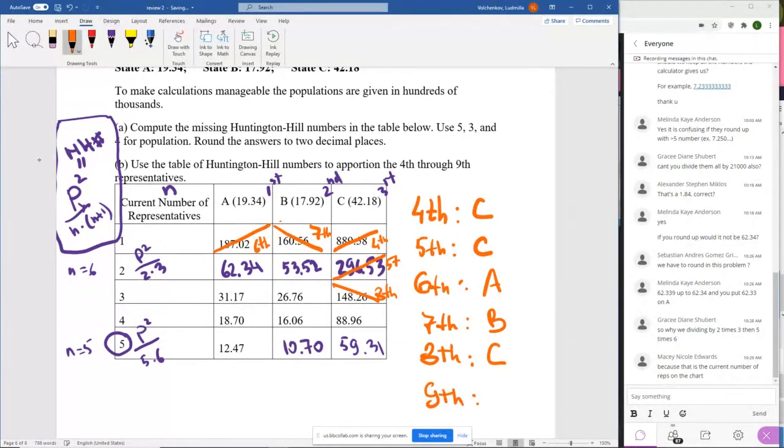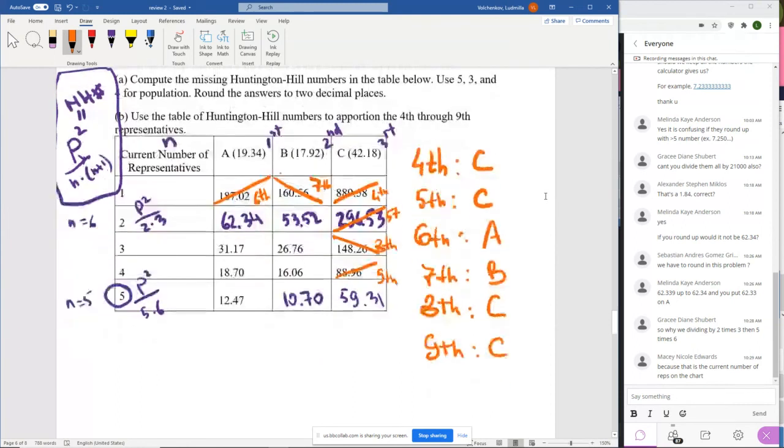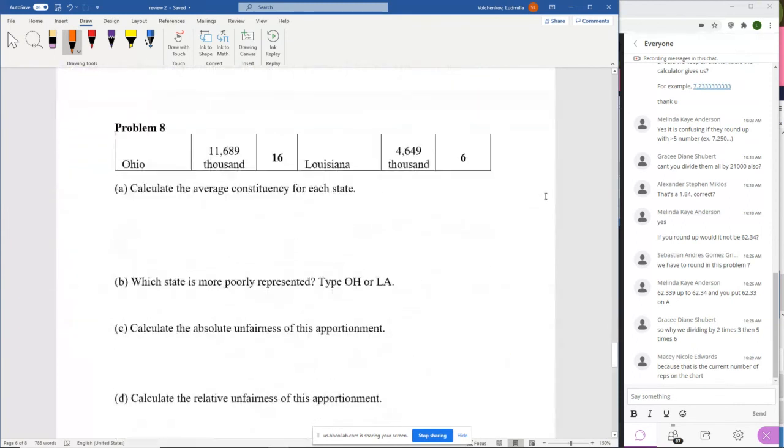So look at the numbers that we have now. 62, 53, 88. 88 is the greatest number from those that we have left. So the ninth goes to C again. Okay, this is how we apportion the representatives in that order, in the Huntington-Hill number method. Okay, any questions? Okay, move on to the next problem.